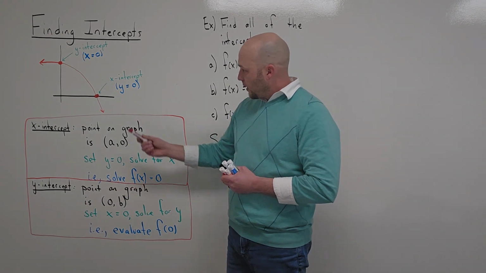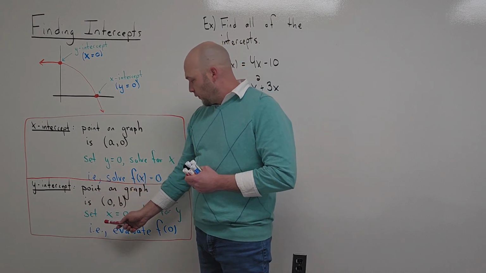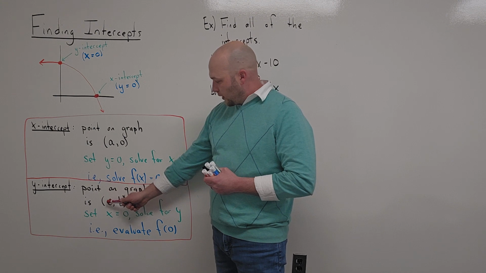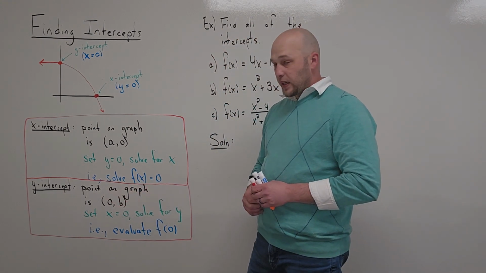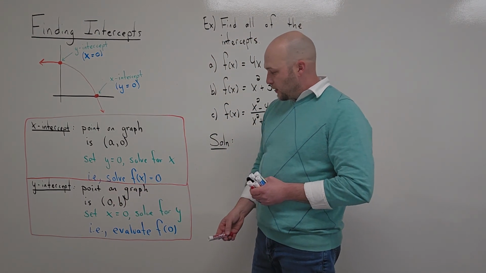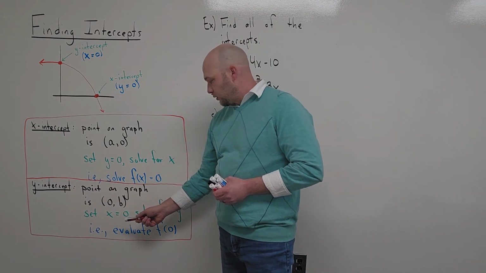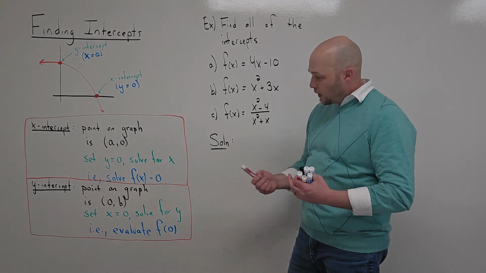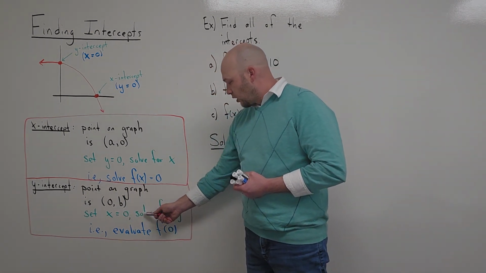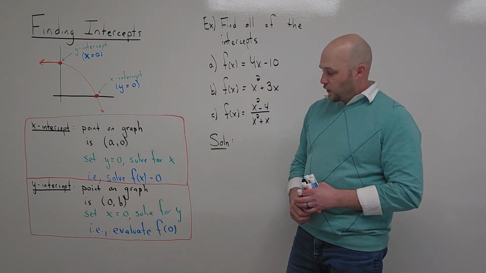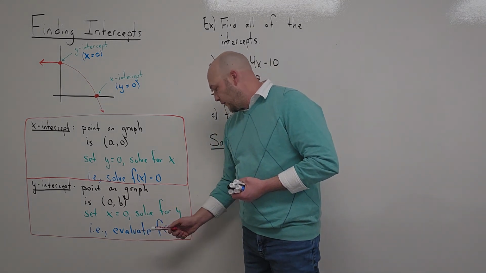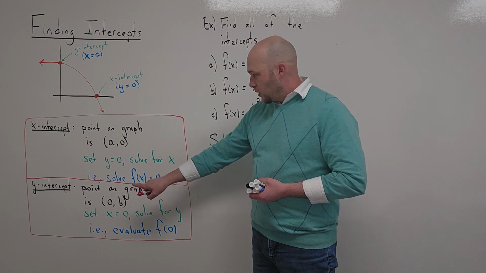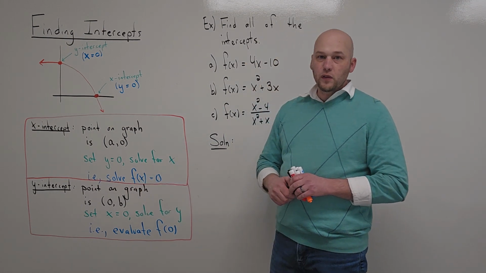For the y-intercept, the point on the graph is of the form 0 comma b. That means I know that the x coordinate is 0, the y coordinate is what we need to find. The way we do that is by setting the x value equal to 0, because if it's on the y-axis, the x value must be 0. So I'll set x equal to 0 and solve that for y. Said differently, I will evaluate the function at 0. X-intercepts, we solve an equation. Y-intercepts, we compute a function value.